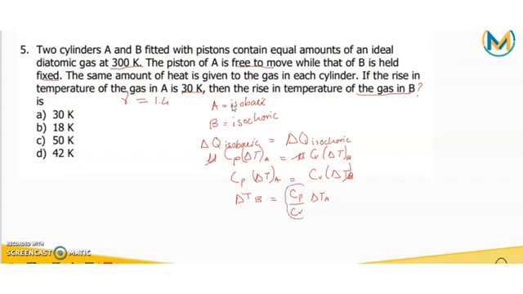Now we know that Cp upon Cv is equal to gamma. So therefore this is equal to gamma into delta T A. Now in the question we know that for the diatomic molecule gamma is equal to 1.4, so I can put it simply here, 1.4. And the change in temperature in the A container is 30 Kelvin, so I'll put it here as it is, 30. Now multiplying this we get 42 Kelvin. So the correct answer among the given options is option D, that is 42 Kelvin. So the rise in temperature of the gas in B is 42 Kelvin.